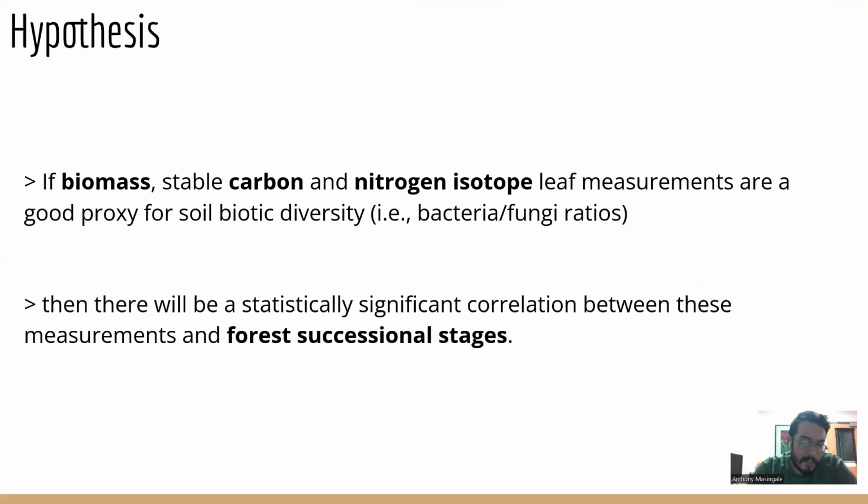Our hypothesis can therefore be tested with the following. If stable carbon and nitrogen isotope leaf measurements are known to correlate to fungi and bacteria ratios, then there should be a statistically significant relationship between these leaf measurements and relative successional stages.